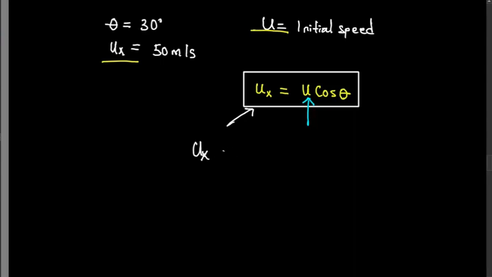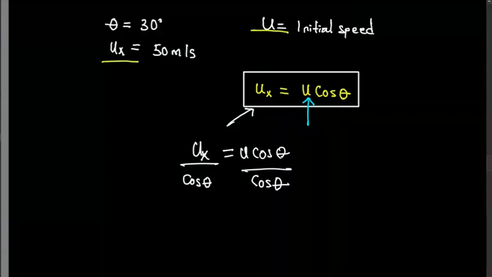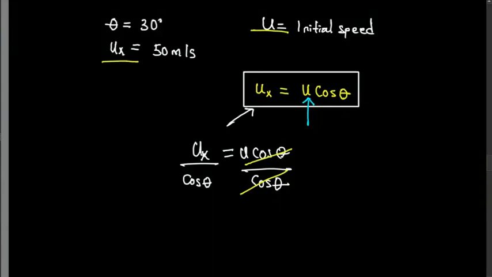Because we have ux is equal to u cos theta. We want u to stand alone. We want only u to be at the side of the equal sign. So to make use of the formula, we divide both sides by cos theta. Dividing both sides by cos theta cancels out cos theta here, and then we're left with ux over cos theta. So that just means that to find u, we have to divide ux all over cos theta.